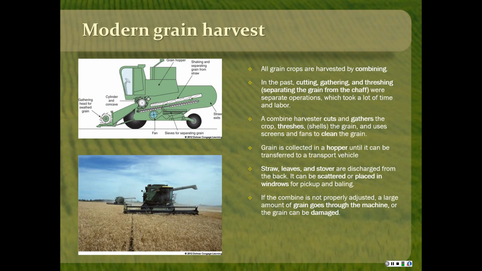But a combine harvester cuts, gathers, threshes, and uses screens and fans to clean the grain, and that's why it's called a combine. And then the grain is collected in a hopper till it can be transferred to a transport vehicle. And the straw, leaves, and other material comes out the back. And that can be scattered, or it can be placed in windrows for pickup and baling. If you have a cattle operation, a lot of people bale the straw and use it for animal bedding. And if the combine is not properly adjusted, a large amount of grain will also go through the machine, or the grain can be damaged. So you have to be careful about the adjustment.